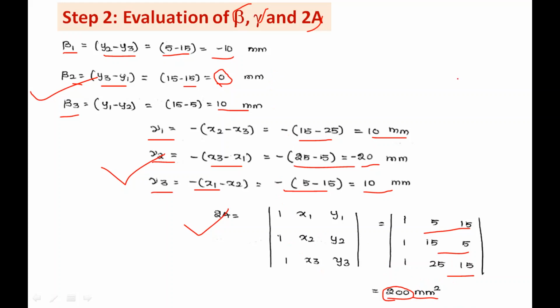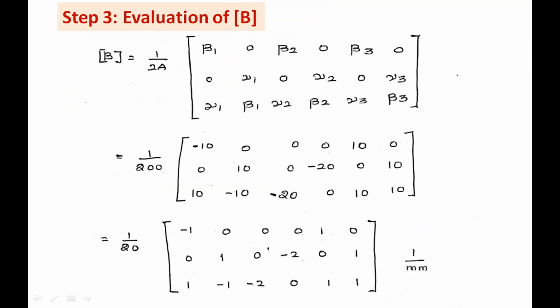After finding this beta, gamma, 2A value, now we can write the B matrix, that is gradient matrix. In this step, we are finding the B matrix. The expression for the B matrix is this one: 1 by 2A. First row is beta row, beta 1 0, beta 2 0, beta 3 0.